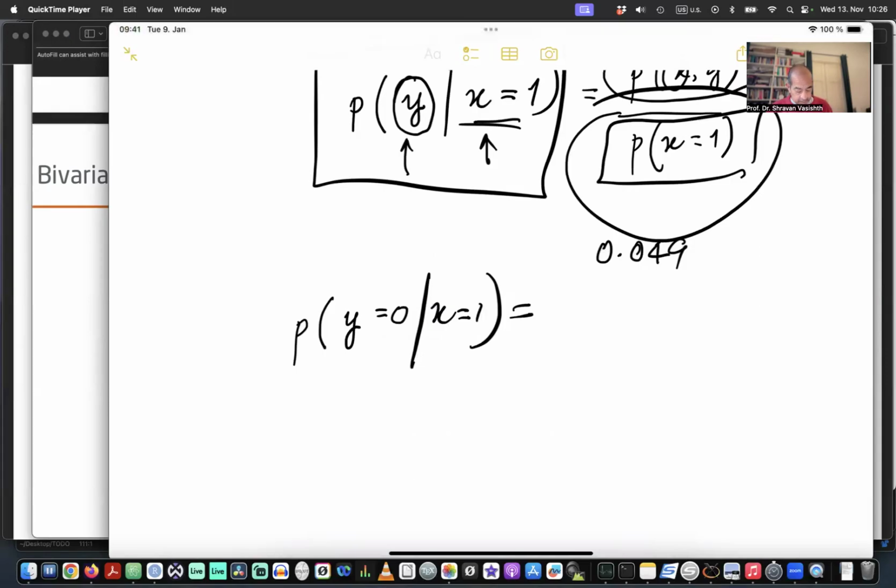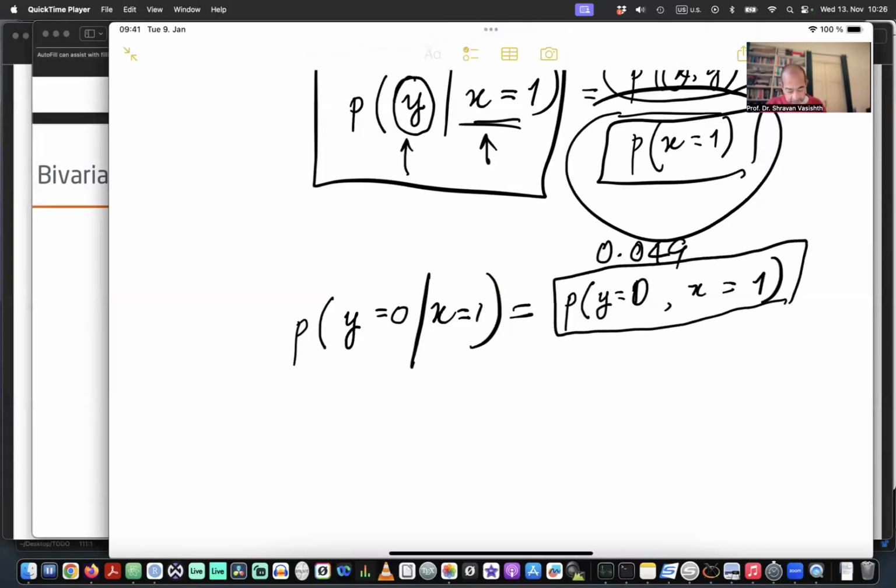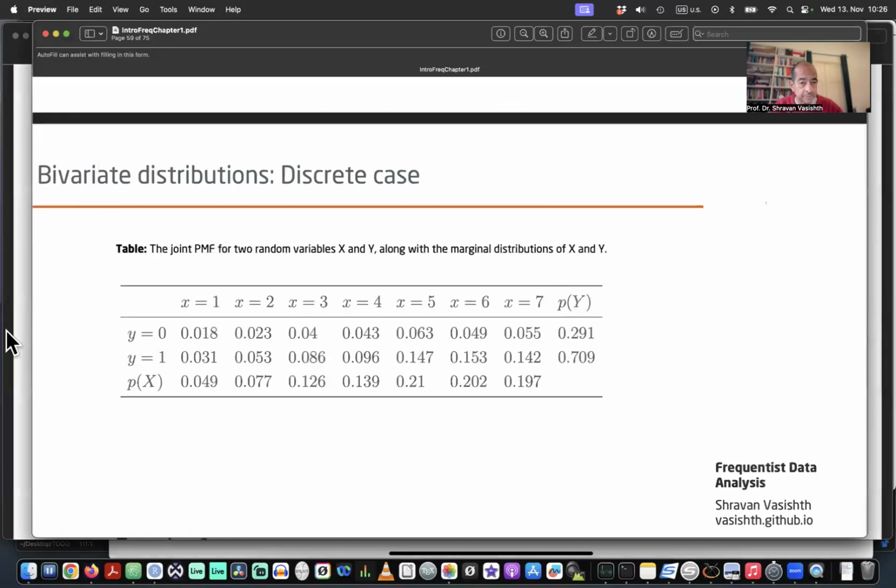Well, what I have to now do is compute the joint distribution of y equal to 0 in the case where x is equal to 1. This I can figure out by looking up the table, right? Because what is the probability of y equal to 0, x equal to 1? Let's go back to the table. That's this number here, 0.018, okay?